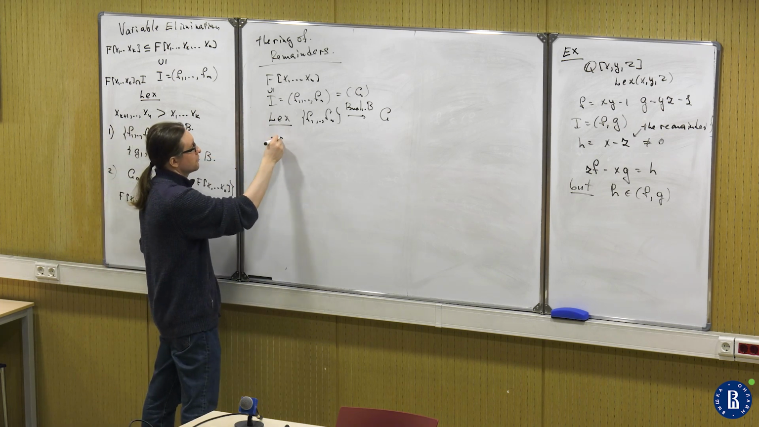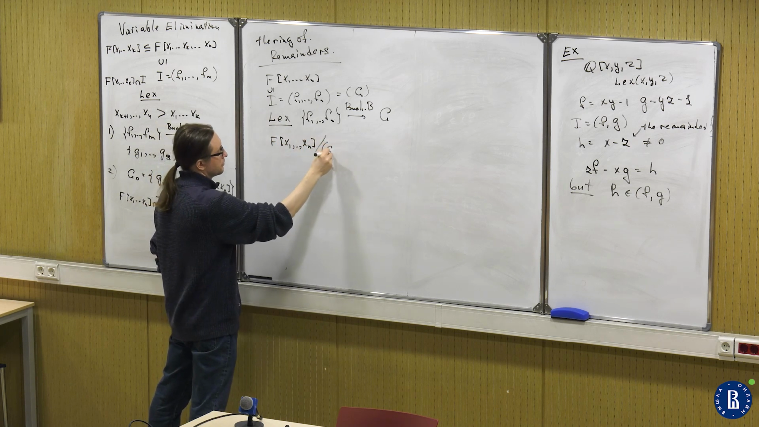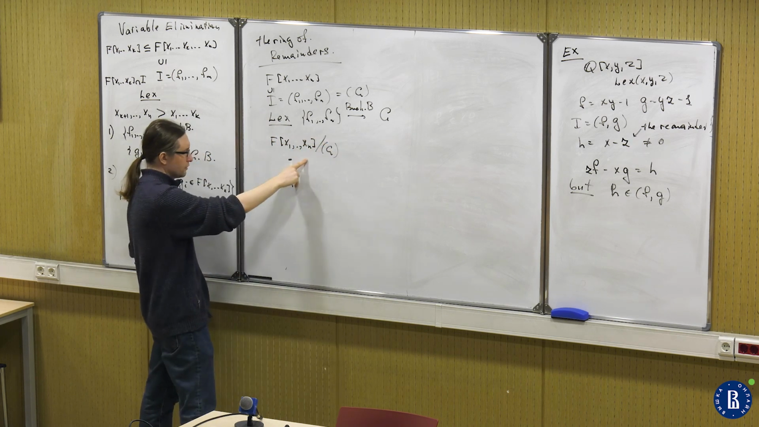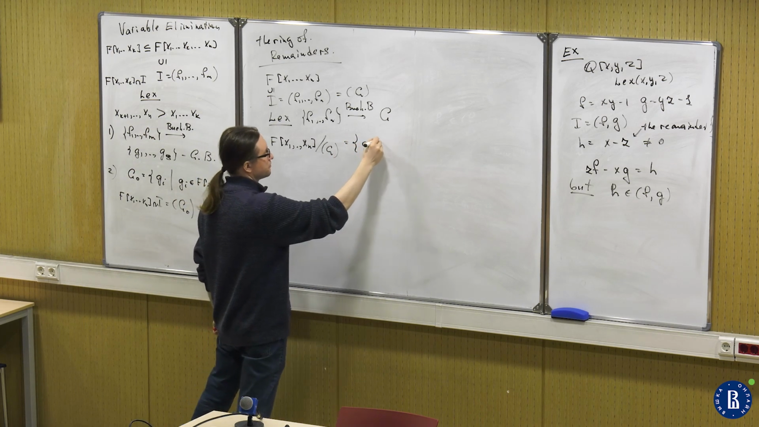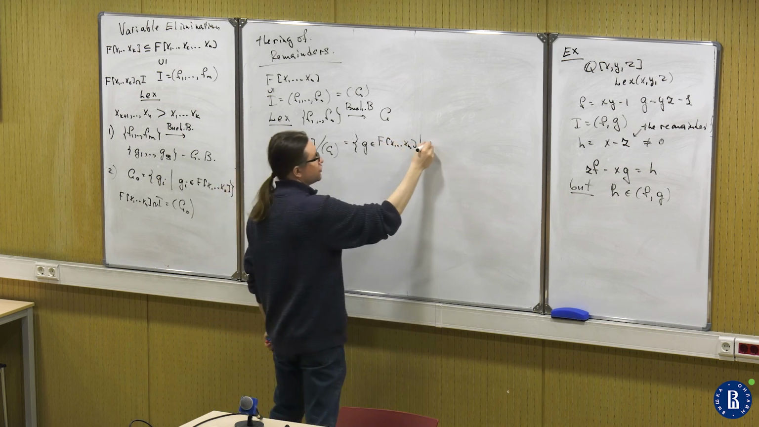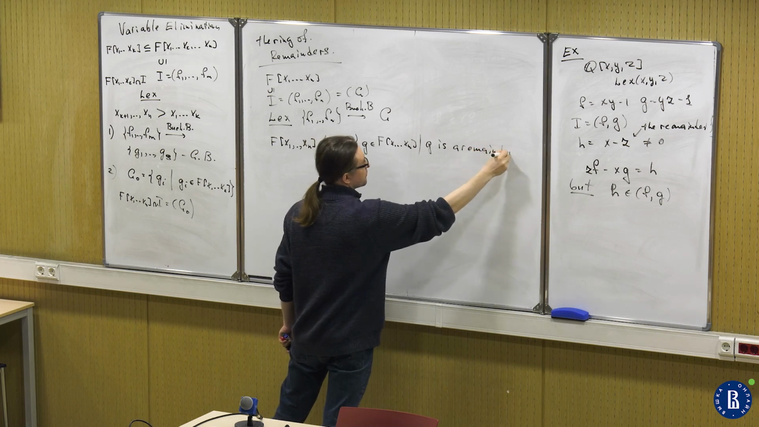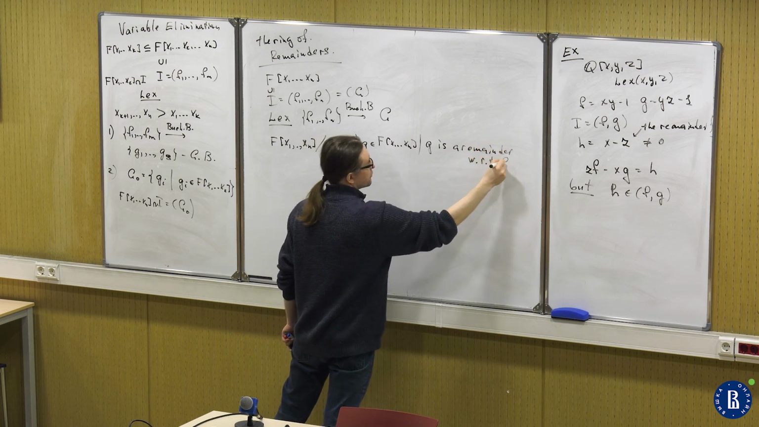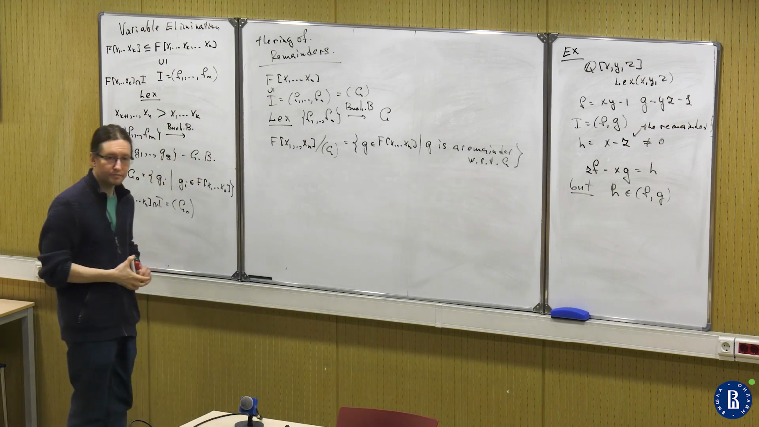I will denote it by this. So this is the set of all polynomials g such that g is a remainder with respect to G capital. This is the set of remainders.